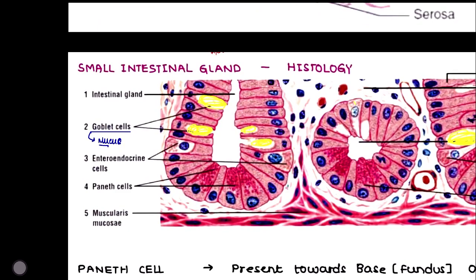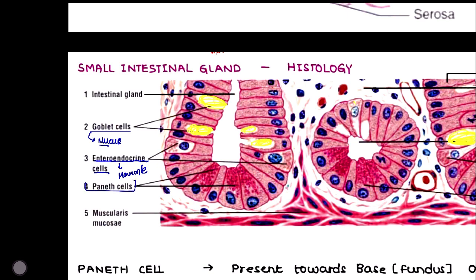Now let us move to our third cell type, the enteroendocrine cells. What are these enteroendocrine cells? They are responsible for giving hormones. Entero means within the intestine, and endocrine means endocrine. What does the endocrine system do? It produces hormones.